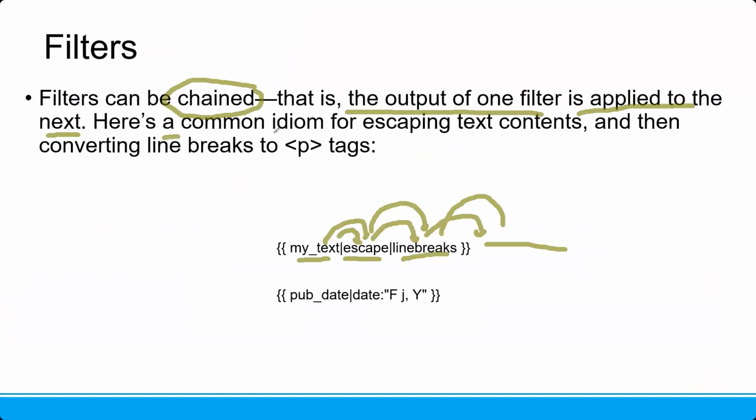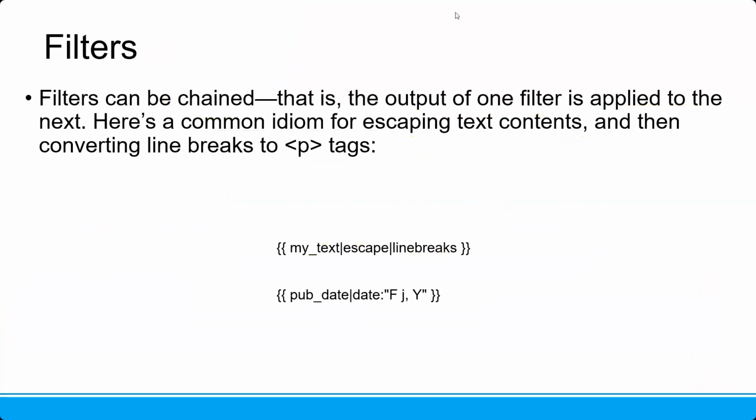So here is a common idiom for escaping the text contents and then converting line breaks to P. Escape means we want to escape from this text, and then we will do the line break. So we can use this template filter in Django instead of using the BR in the HTML.